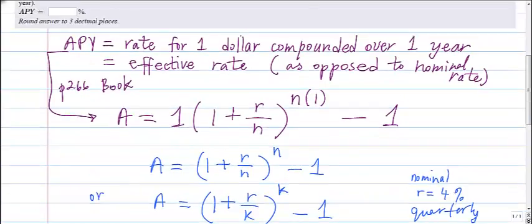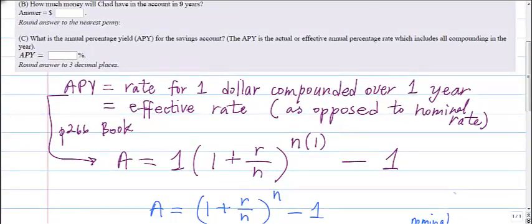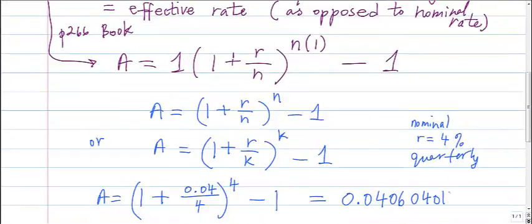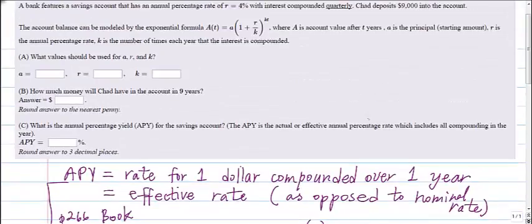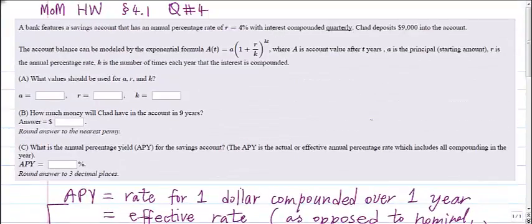Right, and then the homework wants you to put it as a percent, and you round your answer to 3 decimal places. So you move it 2, so that'll be 4.060%.